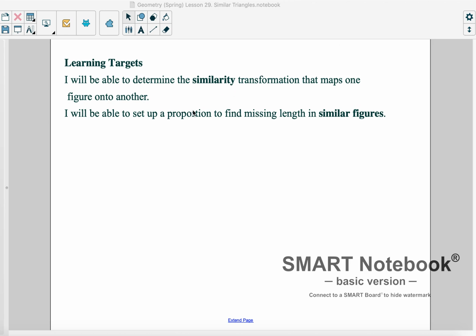Similar triangles here, and using proportions to figure out ratios. I want to take a look at this one.